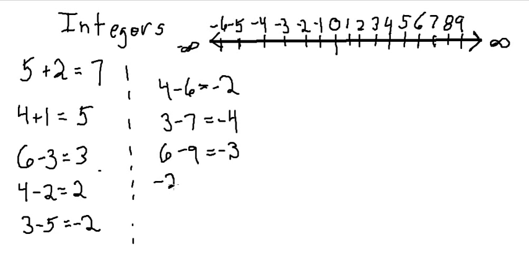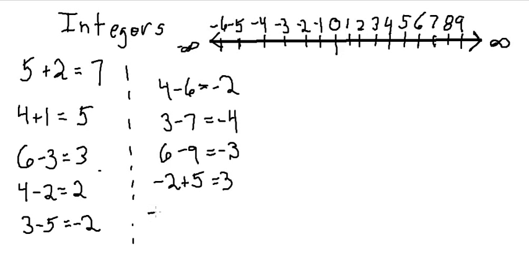Let's switch it up. Let's try negative 2 plus 5. So I'm going to start at negative 2, and plus means we add, so we go up, right? We get bigger. 1, 2, 3, 4, 5. There we are at 3. Boom, right there.